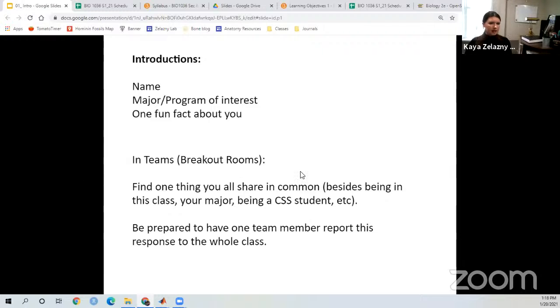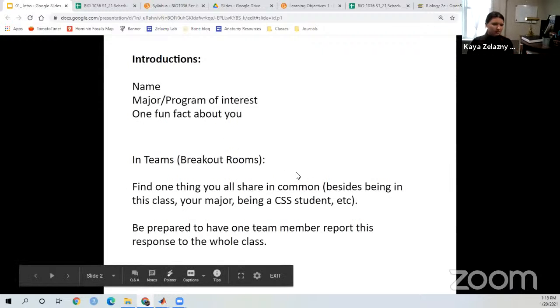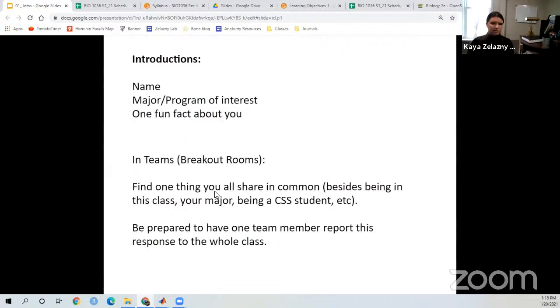What I do want you to find out is one thing that your group shares in common. So not we're all in bio the cell, but I don't know, maybe you all like the same sports team or something. I want you to just do a little socializing, right? Do a little chatting, and then we'll come back together. I'm going to talk a little bit about our content, and then we're going to work on the problem set.